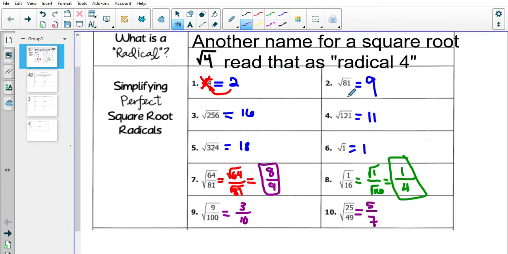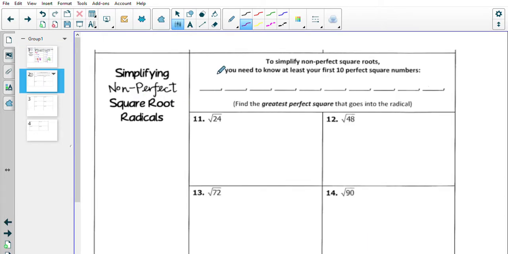Now, every single one of these was a perfect square. You need to know your list of perfect squares. That's extremely important. We talked about these before. Your list of perfect squares: 1, 4, 9, 16, 25, 36, 49, 64, 81, and 100.